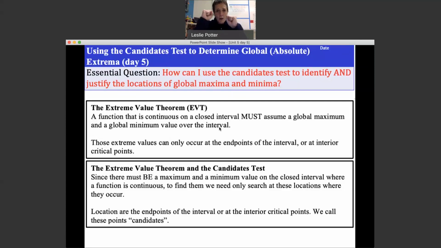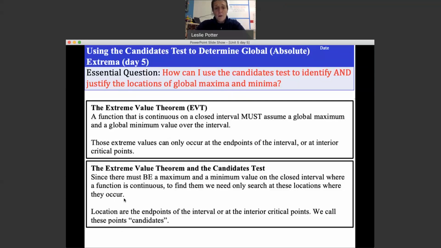So if it's going to be closed off, we know that there's the biggest of the big and the littlest of the little. Those extreme values can only occur at the endpoints of the interval or at the interior critical points. So it's got to be one of those two types of locations. So how is this relating to the candidates test? The statement here: since there must be a maximum and a minimum value on a closed interval where the function is continuous, to find them, we need only search these locations where they occur.